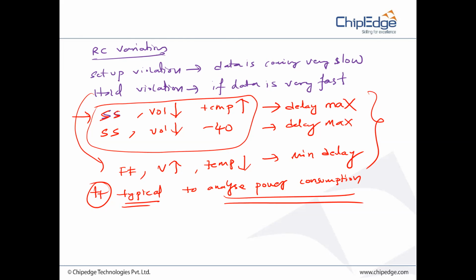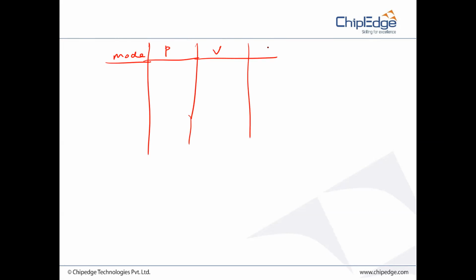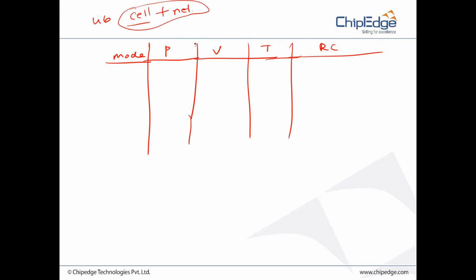For example, in the last class, I showed you this. Okay, one minute, I'll show you that again. So if you have some mode like this, and you have something like process, voltage, and some temperature, then you have some RC variations also, right? So your delay is all about cell delay plus net delay, right? Your cell delay comes from your library, and your net delay comes from where?